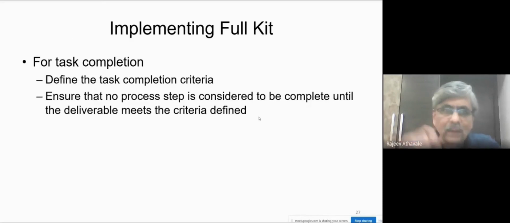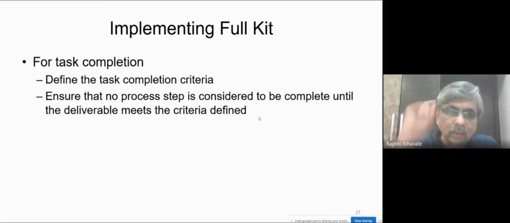Now, for task completion, it is important, at least for certain critical tasks, that you define the task completion criteria. It is not that we just produce something, but along with that, maybe test reports are required, maybe some data is required, maybe something else. So ensure that no process step is considered complete until the deliverable meets the criteria defined. Till that time, don't consider it to be complete.